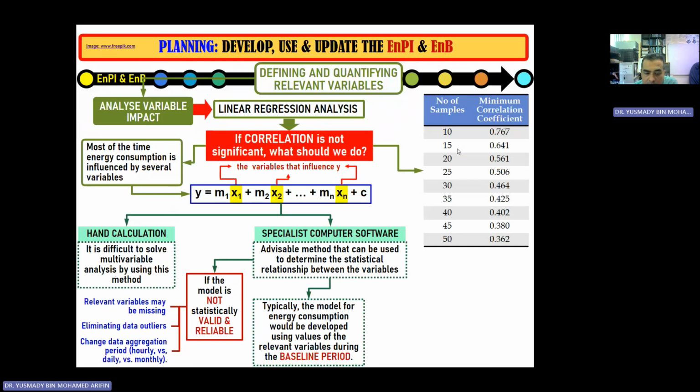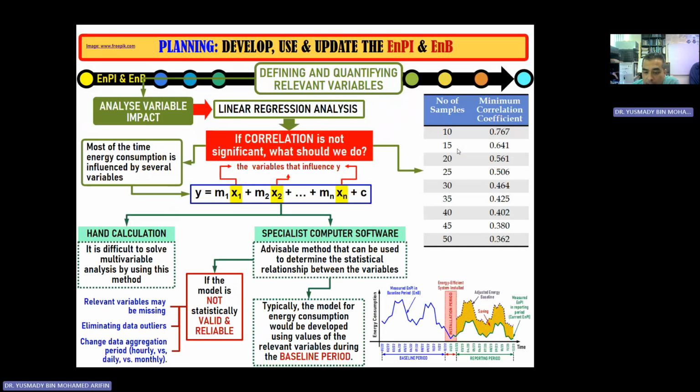Typically, the model for energy consumption will be developed using values of the relevant variables during the baseline period. So normally, in order to create the model, we need to use data measured during the baseline period. We already discussed this graph, where in order to develop the model, we need to refer to the data in the baseline period. The baseline data is used for model development, for example, to obtain the equation y equals mx plus c. In the previous example, the data used to determine the value of y must come from data that we measured within the baseline period.